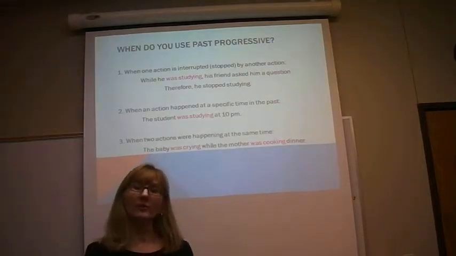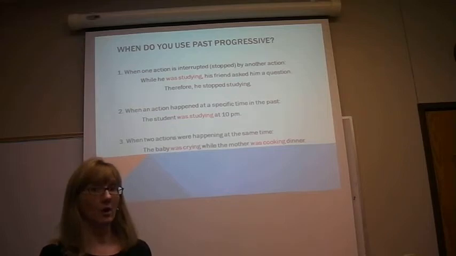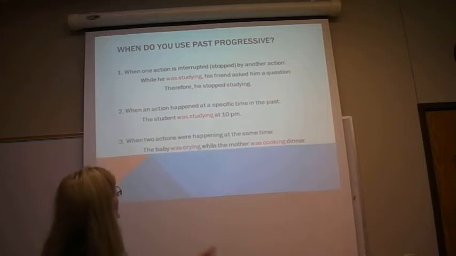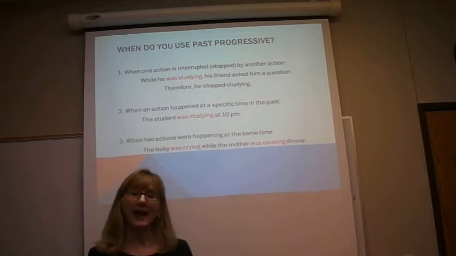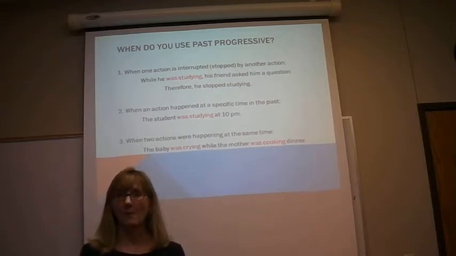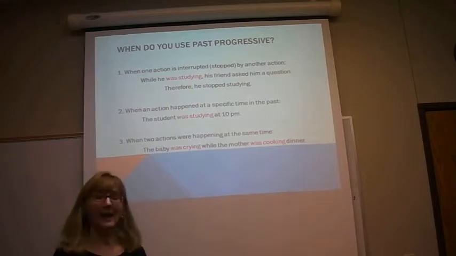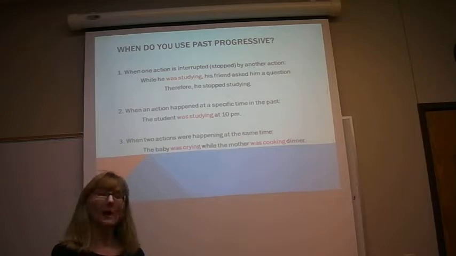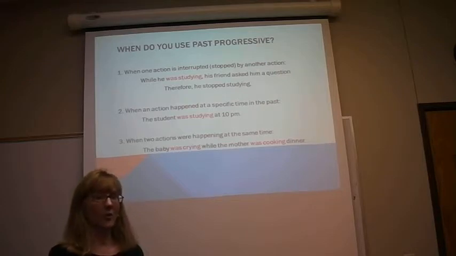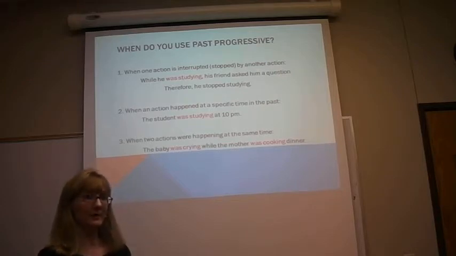When can you use the past progressive? Well, there are a number of different times. Number 1 says when an action is interrupted by another action. For example, while he was studying, his friend asked him a question. While is the first action, but the studying must stop because his friend asked a question. So the first action with the word while uses past progressive.